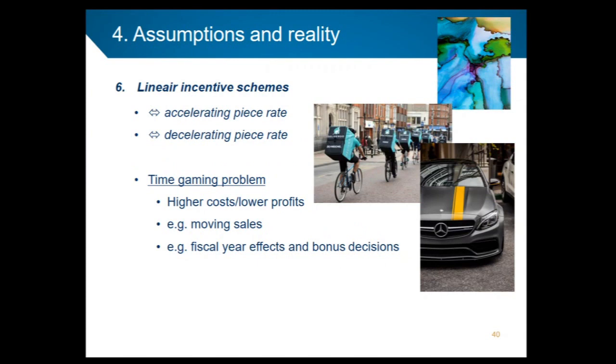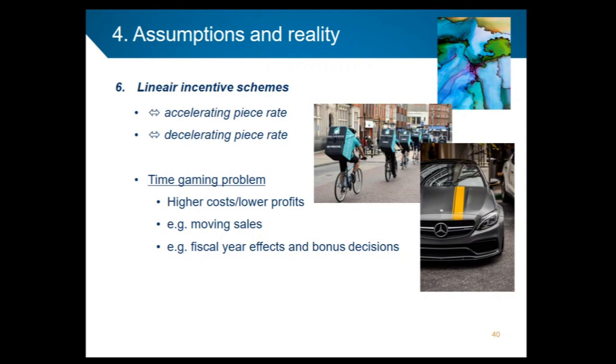Final assumption is that incentive schemes are linear, which means that an increase of 1 unit in effort leads to an increase of 1 unit in compensation. Now, in reality, some organizations might reward you more as you perform more. We call this an accelerating piece rate. So the marginal benefit of an additional unit increases beyond a certain level. For example, if you sell more than 3 cars in a month, from the 4th car on, you earn 600 euros per car instead of 500 euros per car.